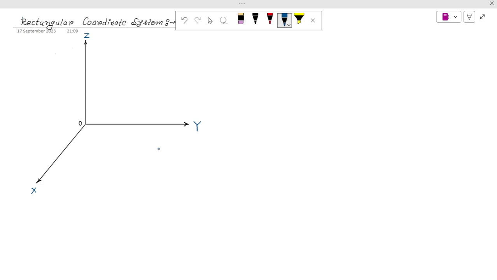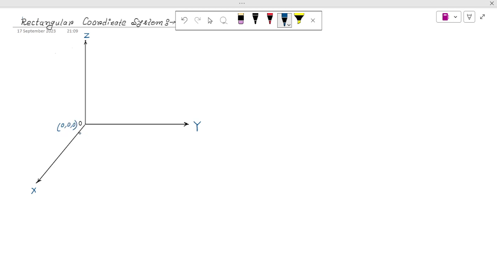Throughout this lecture and the next lecture, I will consider this the standard diagram. Okay, and this is O, so it is the origin. You can write here (0, 0, 0).